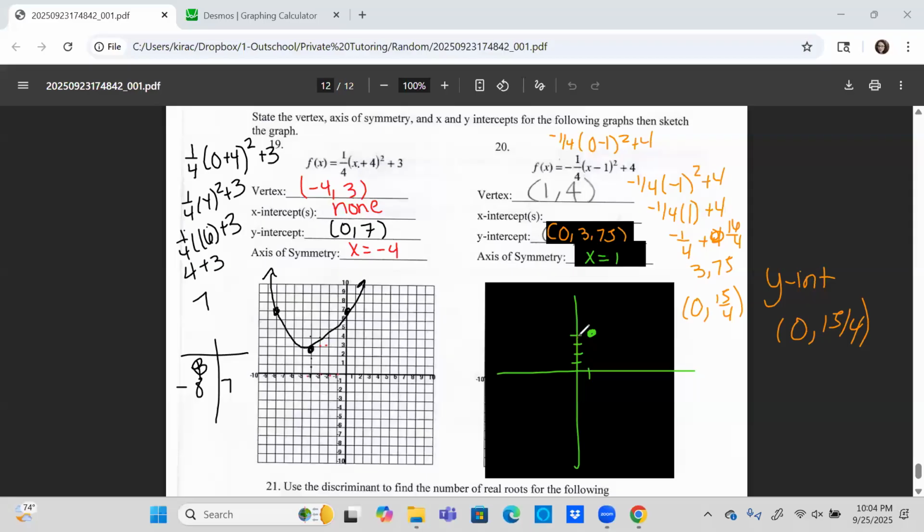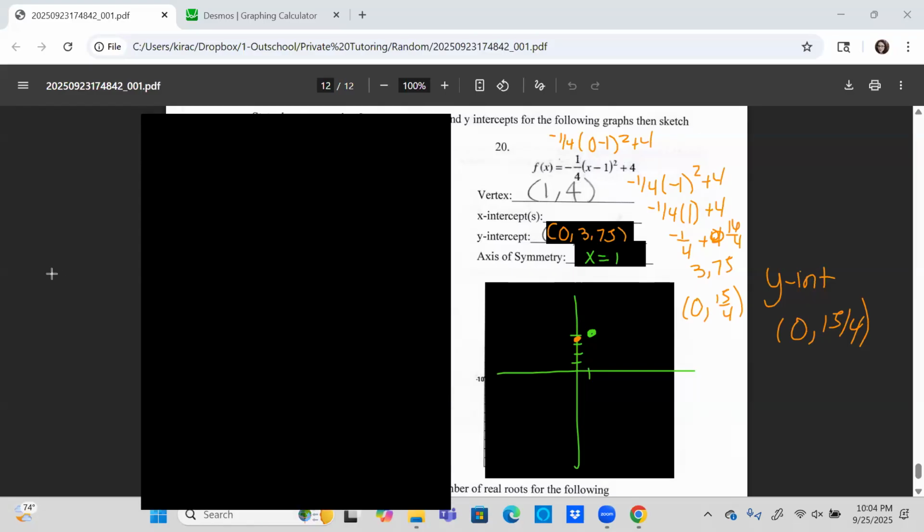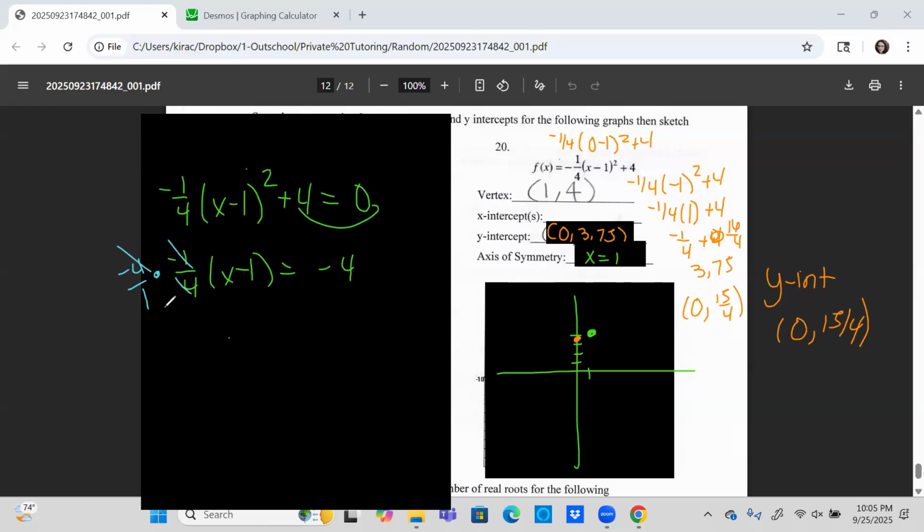So like here. Okay, to get the x-intercepts, we have to set this to 0. I'm going to cover up the previous problem. We're going to set to 0. So -1/4 times (x minus 1) squared plus 4 equals 0. Move that over. Times by the reciprocal, so that would be -4 over 1. Cancel, cancel, cancel, cancel. Times by -4 over 1, which is just -4. So that's 16. Root, root. So that's 4. Don't forget your plus or minus. Move over. X equals 1 plus or minus 4.